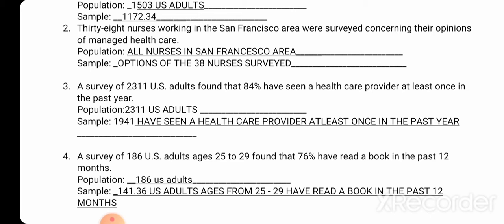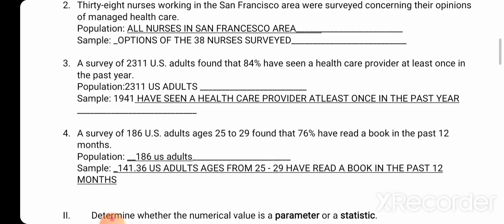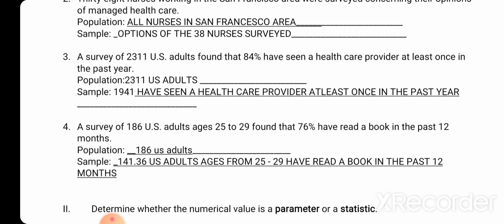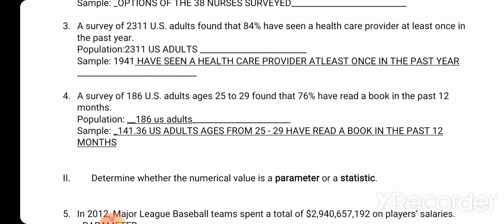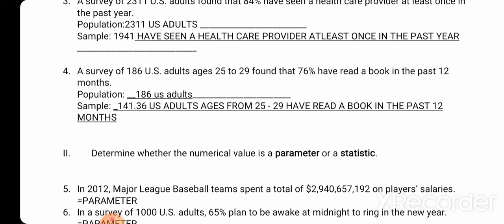The next is a survey of 2,311 US adults that found 84% have seen a healthcare provider at least once in the past year. So the population is 2,311 US adults, and the sample is 1,941 who have seen a healthcare provider at least once in the past year, or 84% of 2,311.